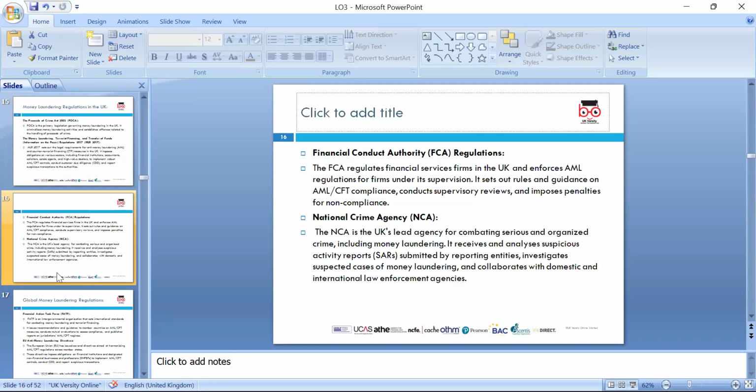We have the Financial Conduct Authority regulation, FCA, which we have to follow. If it's insurance, we have to tell clearly, like a couple of you heard about PPI. What is PPI? Payment protection insurance being misled. We have the National Crime Agency, to which suspicious activity reports are submitted by the reporting entities, and which investigates suspected cases of money laundering. We have domestic and international law enforcement agencies, with whom we can share that information.